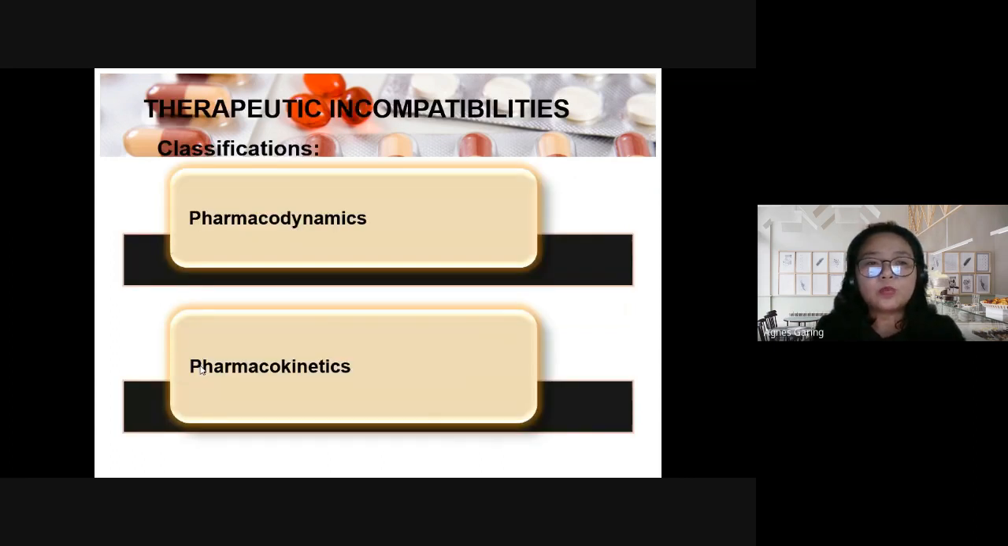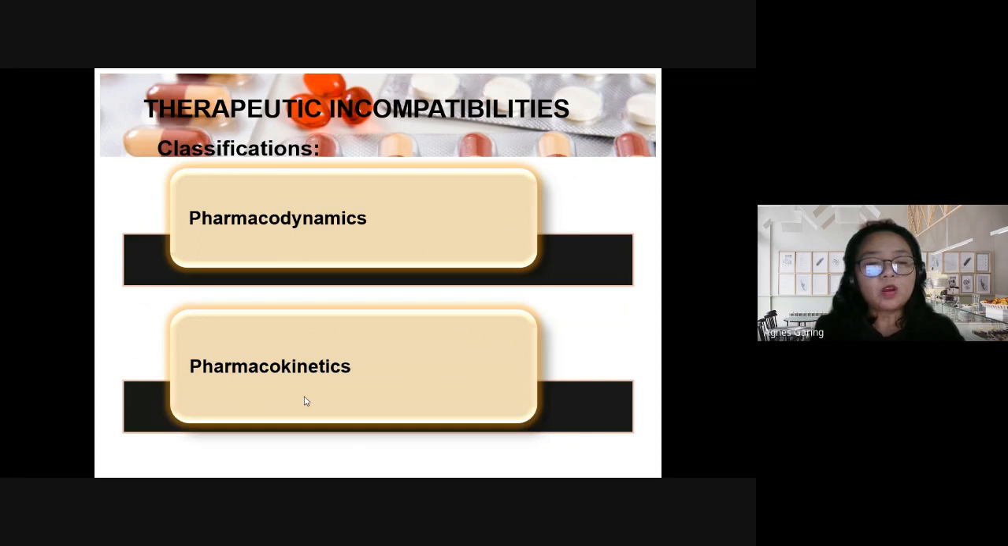So now we proceed with the topic talaga, which is therapeutic incompatibilities. So it is classified into two. Okay, so pharmacodynamics and pharmacokinetics. I'm sure that you know these two branches or sub-classifications of pharmacology, pharmacodynamics, and pharmacokinetics. I know that you know the definition of pharmacodynamics, that is what the drug does to the body, and then pharmacokinetics is what the body does to the drug, which is also important in understanding therapeutic incompatibilities.